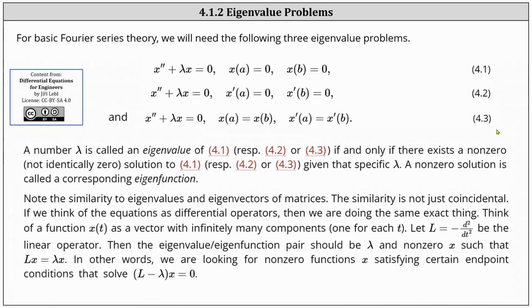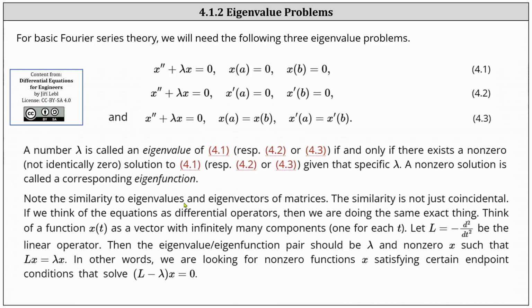And for 4.3, we have x double prime plus lambda x equals 0, where x of a equals x of b, and x prime of a equals x prime of b. A number lambda is called an eigenvalue of the boundary value problems 4.1 through 4.3 if and only if there exists a non-zero solution to the problem given that specific lambda. A non-zero solution is called a corresponding eigenfunction.